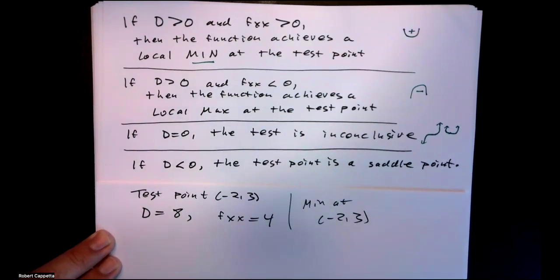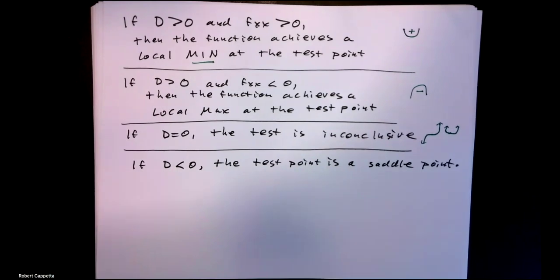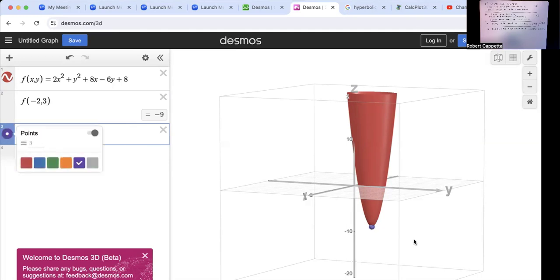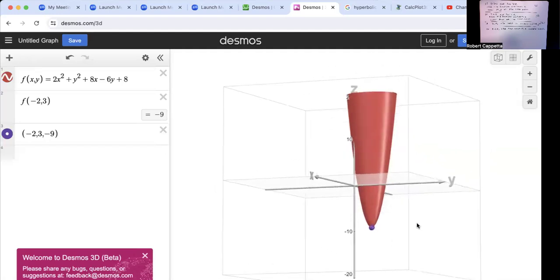So let's take a look at a graph to see if that is the case. There's our function, f of x, y is 2x squared plus y squared plus 8x minus 6y plus 8. We believe there should be a minimum at negative 2, 3. It's looking pretty good for a minimum. Now, is that at the point negative 2, 3? Desmos tells me that if x is negative 2 and y is 3, the z value is negative 9. So let's take a look at that point, negative 2, 3, negative 9. Let's make it a better color that jumps out a little more. We see we have that purple dot at negative 2, 3, negative 9.